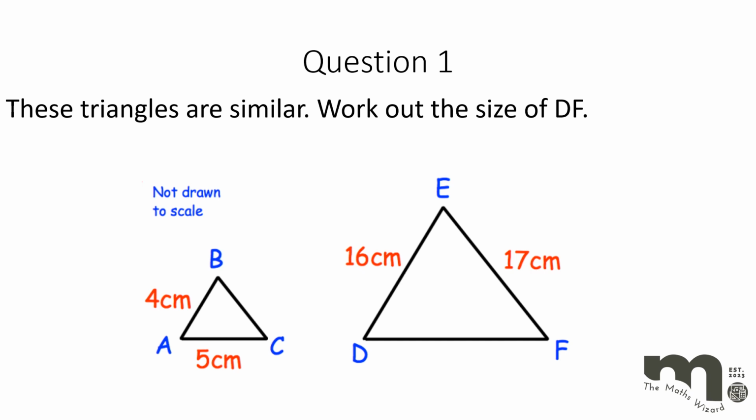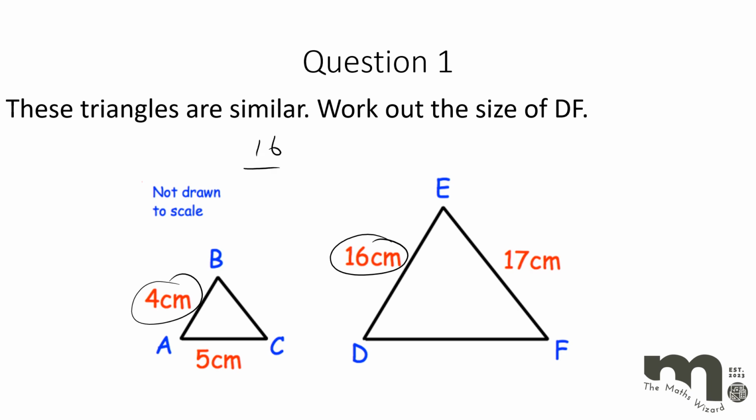Okay, so let's take a look at this then. What you need to do with these sorts of questions is have a look at the sides you're already given. So if we look at this side AB, which is 4, and look at this side DE, which is 16, these are equivalent sides on this triangle. So it's about then working out the connection between 4 and 16.